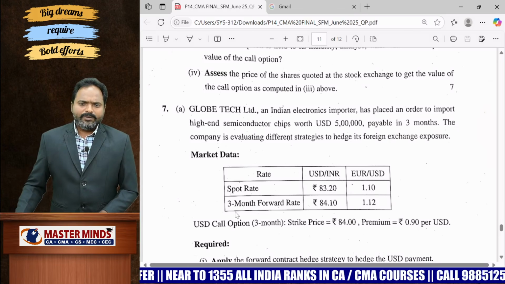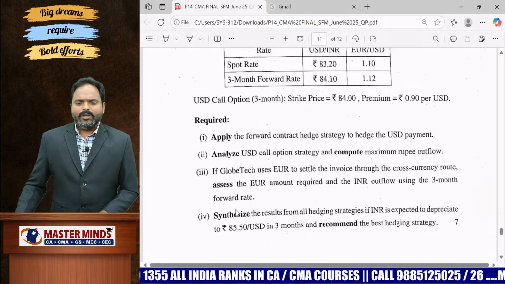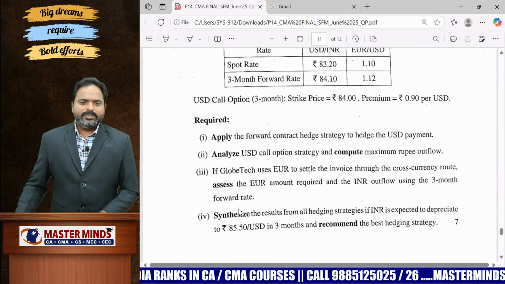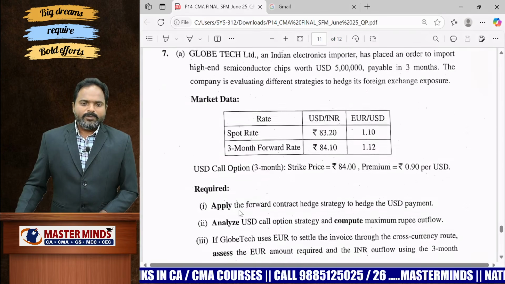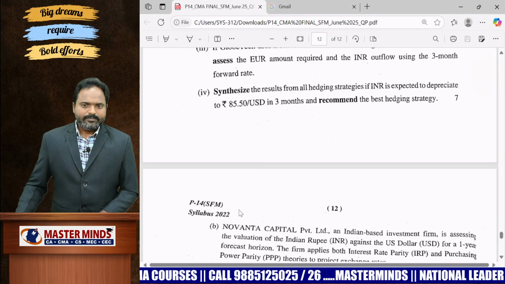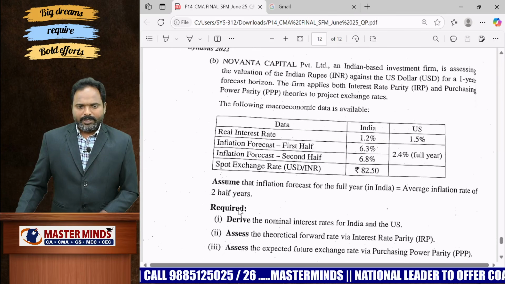Question number 7A, as it is the problem is there in your material, a copy paste problem only. Hedging actually, hedging with forward contract, hedging with call option, or hedging with cross rates. This problem is there in our material, and as it is, the problem is also there. Okay, next question number 7B.